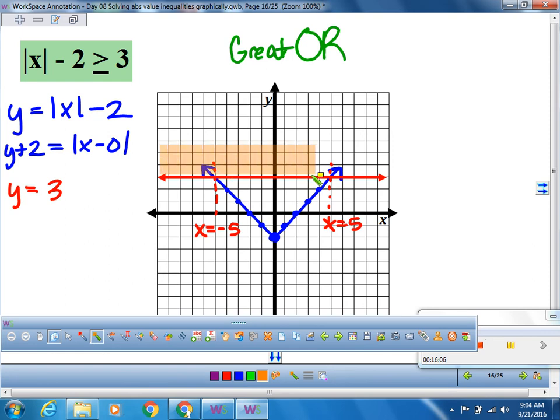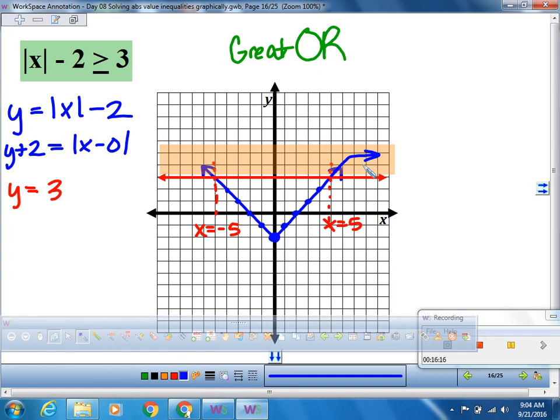So greater means everything, and the arrows can tell you. The arrows are going to tell you exactly what the answer is. Look, greater means everything out this way, and everything out this way. So that can tell you exactly your answer right there. The arrows just told you: x is greater than or equal to 5 or x is less than or equal to negative 5. And I'm forgetting less than or equal to because of this right here.